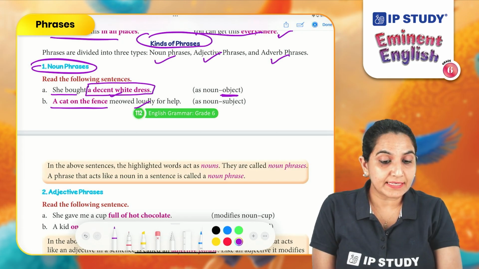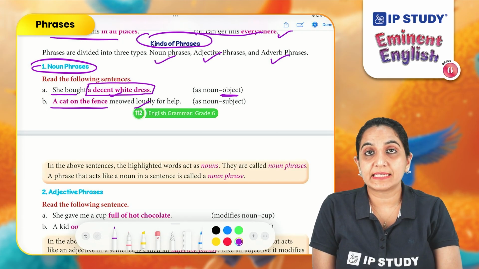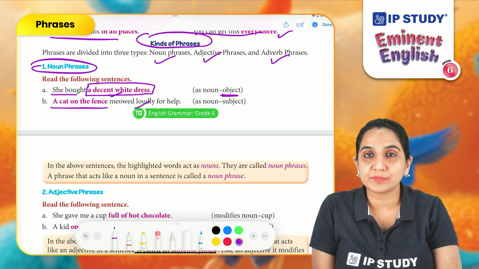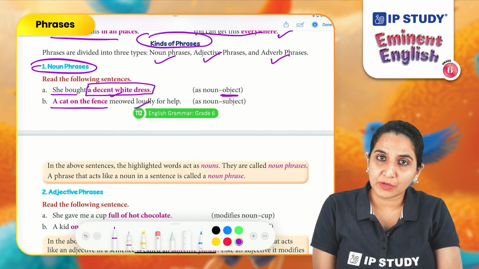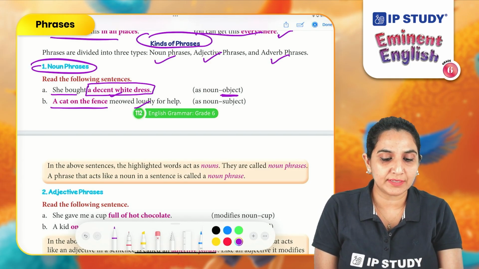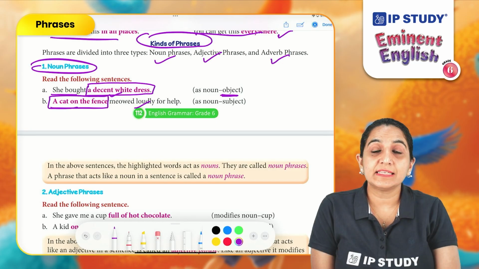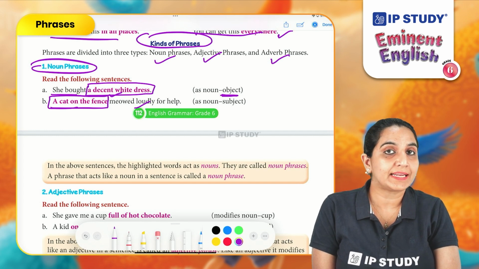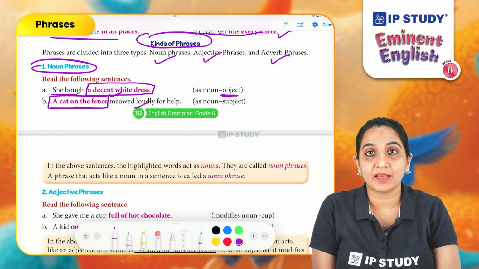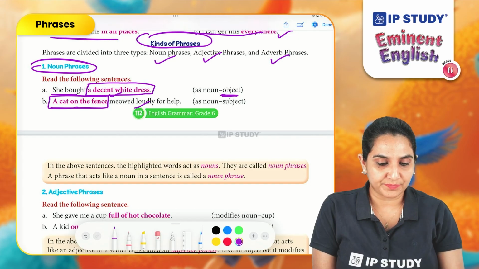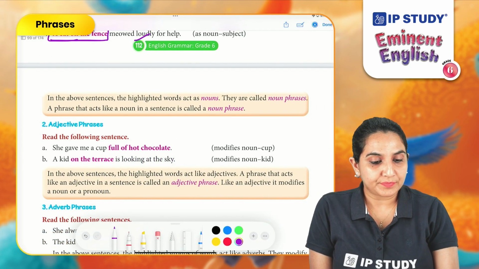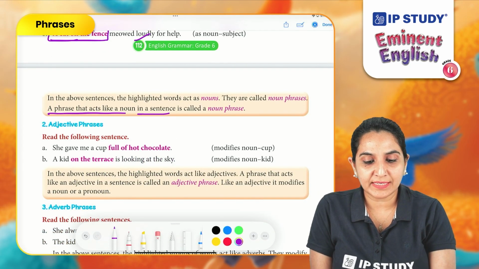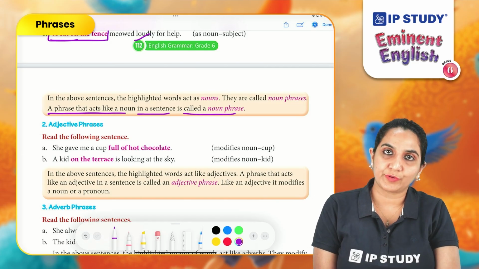In the second sentence, "a cat on the fence," the noun phrase is acting as a subject. Who meowed loudly for help? A cat on the fence. This is the subject in the sentence. So in the first sentence, it is acting as a noun, as an object, and in the second sentence, it is acting as a noun, as a subject. A phrase that acts like a noun in a sentence is called a noun phrase.